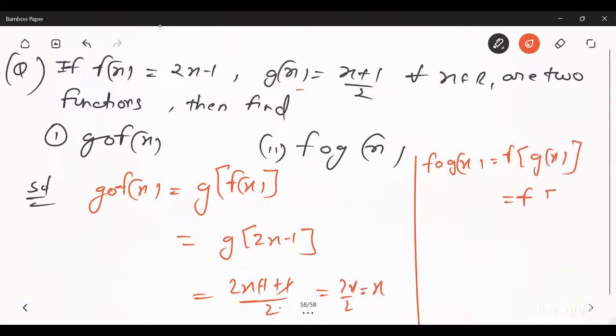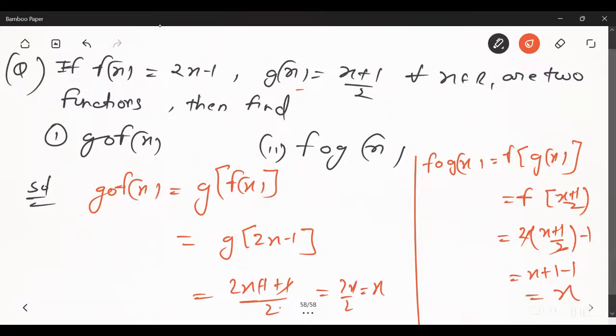Now second is f of g of x, which is equal to f of g(x). So g(x) is (x plus 1) by 2. So in place of x you have to put (x plus 1) by 2. So 2 into (x plus 1) by 2 minus 1. So x plus 1 minus 1 is equal to x. Okay, so both have the value x.